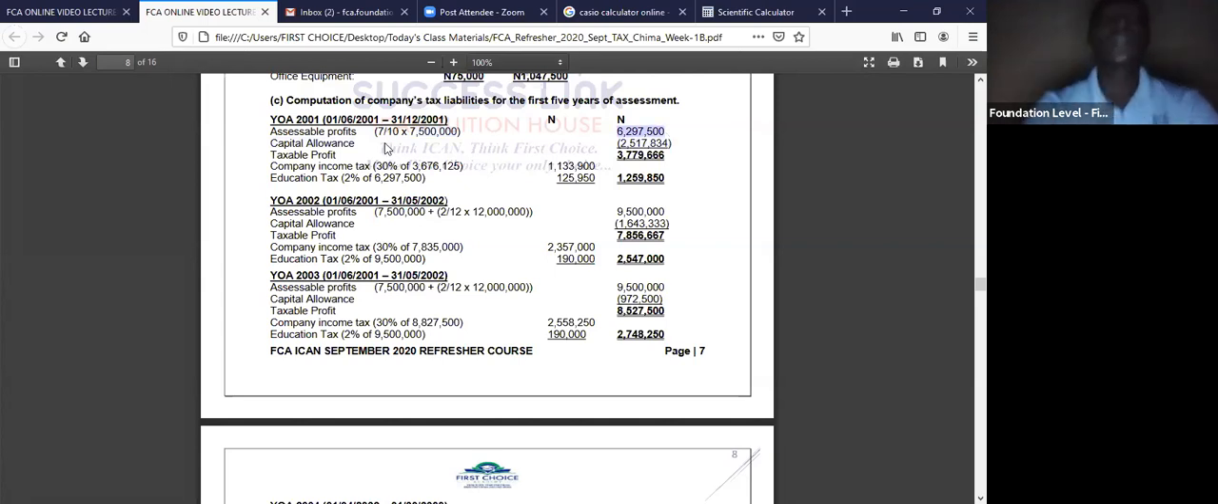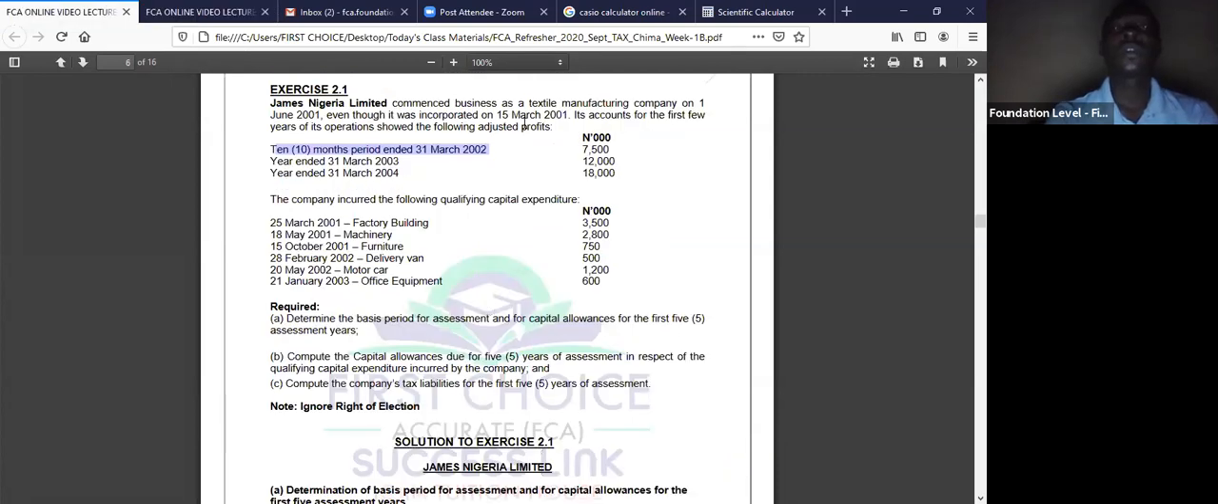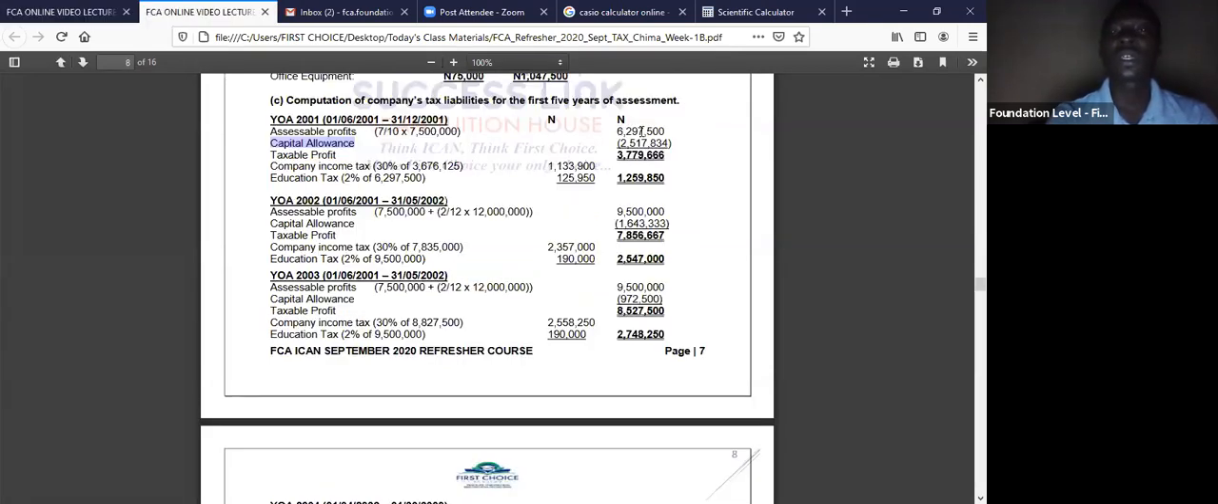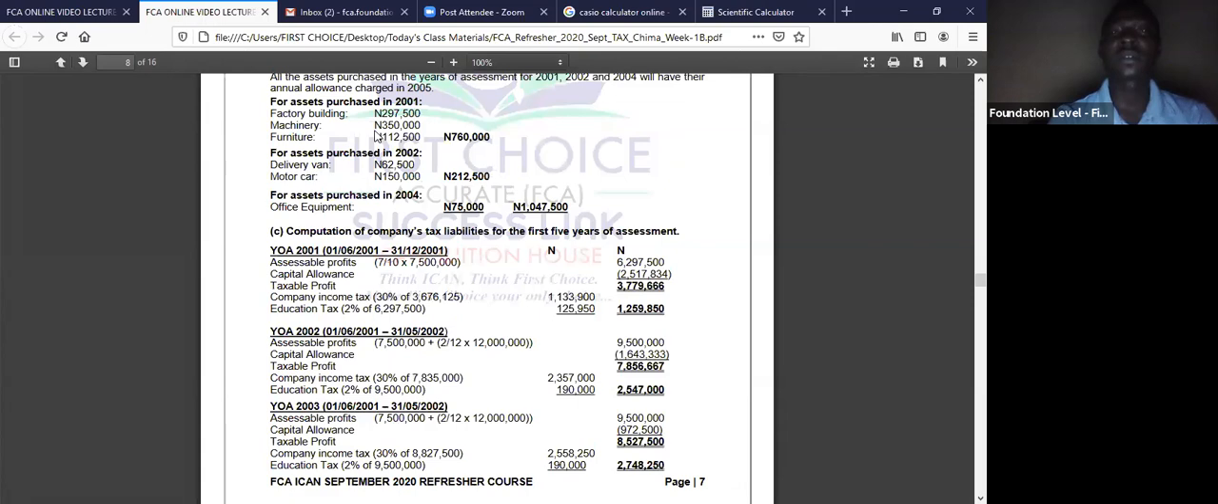Now, we have to bring in our capital allowance and less it. Mind you, it's a company that is into manufacturing, so all your accessible profit will go into settling capital allowance. So you see, you have got your accessible profit, and this is the capital allowance that we got from our workings previously.